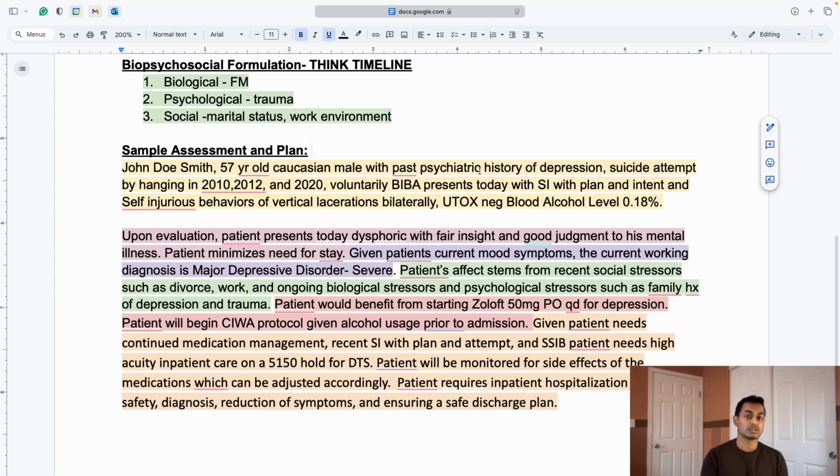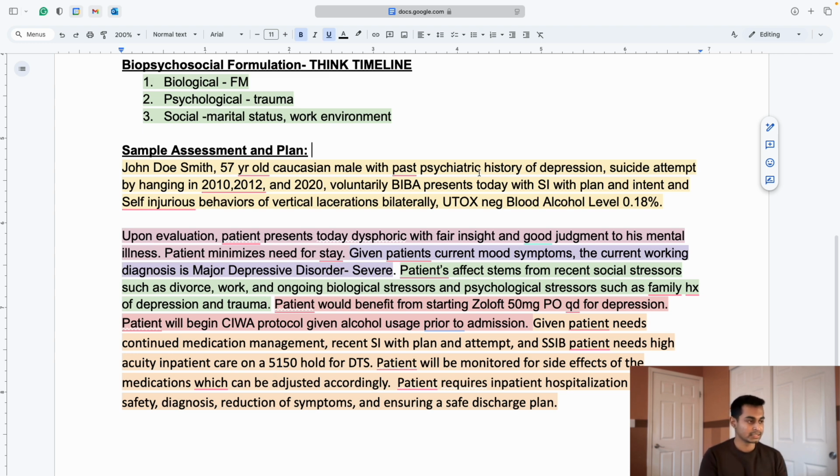And what are we doing with the patient? Are they staying or are they leaving? So, given patient's need for continued medication management, recent suicidal ideations with plan and attempt, suicidal self-injury behaviors, patient needs high acuity inpatient care on a 5150 hold for danger to self. So this line really is often copy and paste from the hospital, what exactly needs to be said to make sure that they're placed on a hold and what needs to be included.